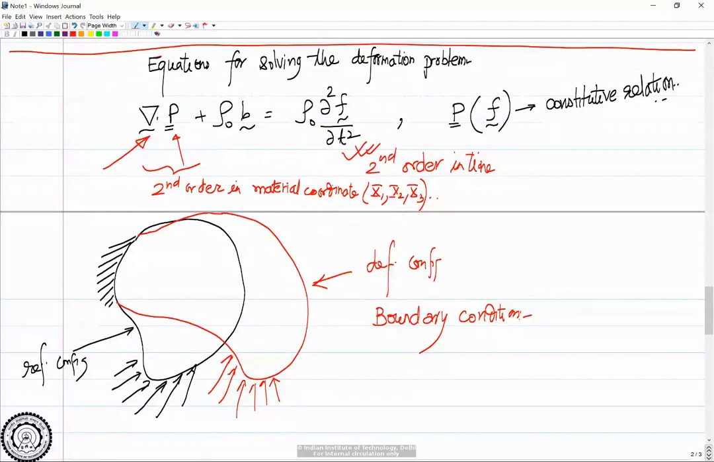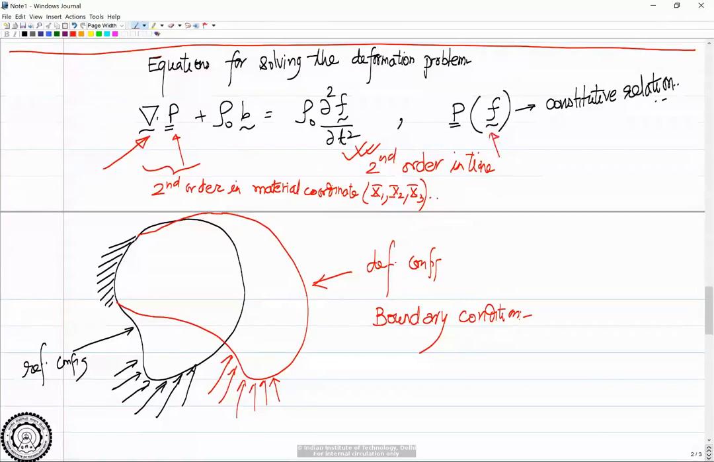Now coming to the boundary condition. So whenever there is a differential equation we have to prescribe boundary conditions. And in this case we have to prescribe boundary conditions at every point on the boundary of the body. The body is three dimensional, so the boundary of the body is the enclosing surface. So at every point of that surface we have to prescribe boundary conditions. And at every point we have to prescribe three boundary conditions because the unknown small f has three components.